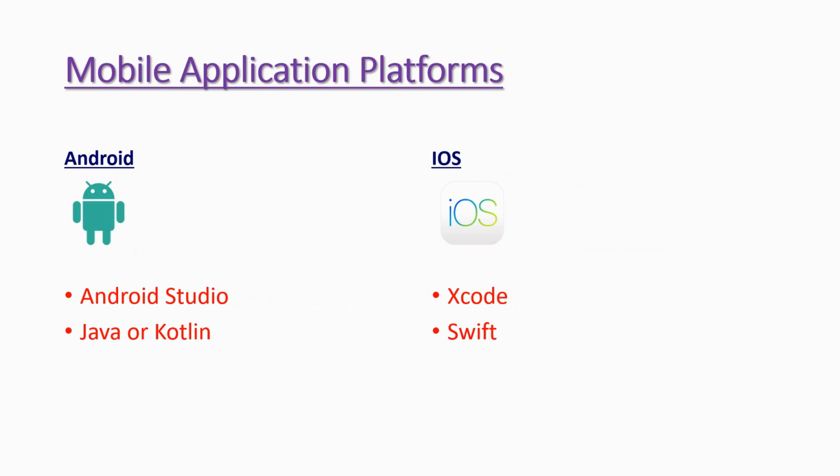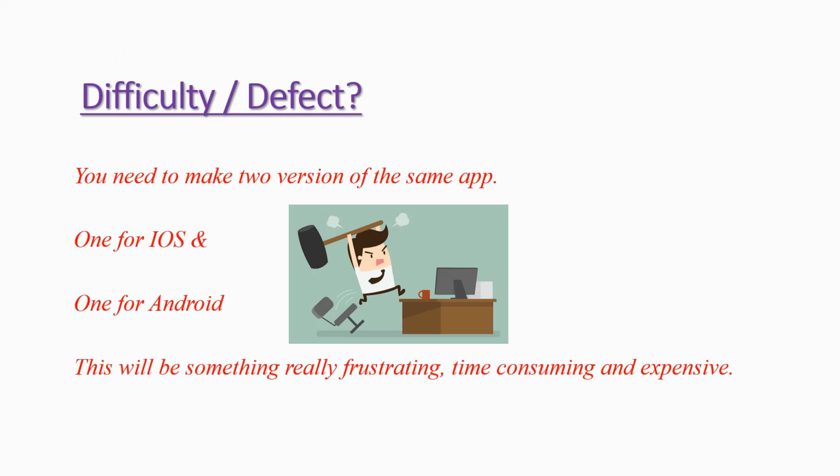There are two main platforms for mobile application development, Android and iOS. For Android mobile app development, the developers use Android Studio and the program is written in the programming language Java or Kotlin. For iOS mobile application development, developers use Xcode and the program is written in the Swift language.